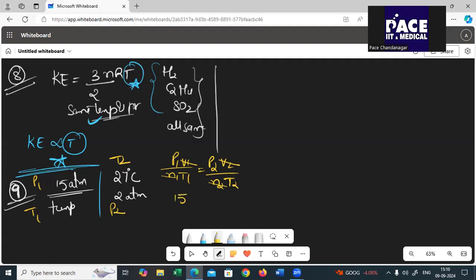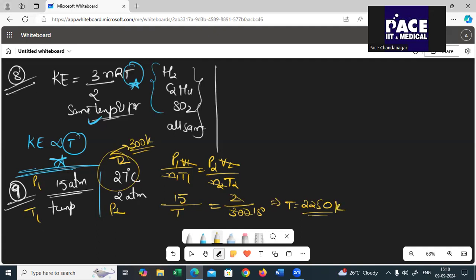P1 is 15 atmospheres, T1 we do not know, let that be T, is equal to P2, which is 2 atmospheres, by T2. Don't consider this as 27 degrees, go for 27 plus 273, which is your 300 Kelvin. So T is 2250. That would be your temperature in Kelvin scale.